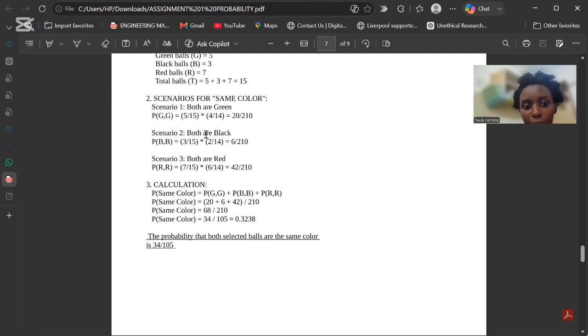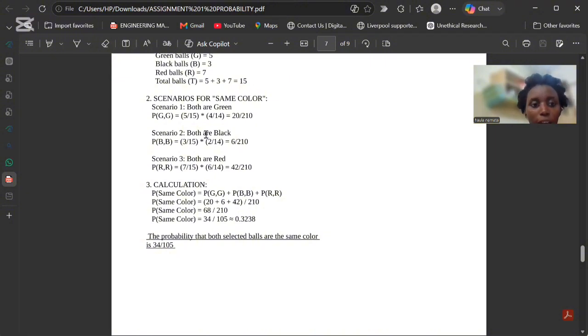Then in the second picking, if it's black, we shall pick black one. Then in the second picking we shall have another black. Then if they're both red, we shall have red one and red two. So we find those individual probabilities.